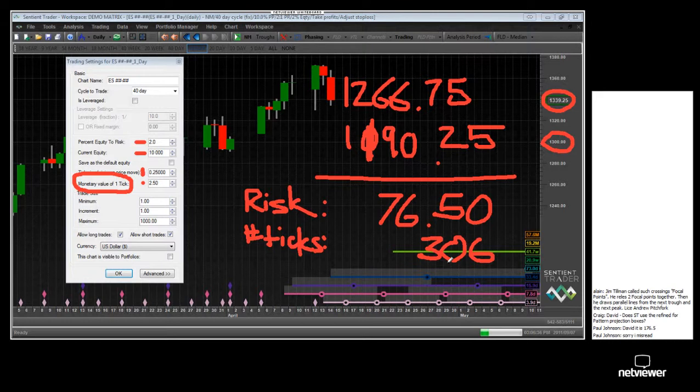Okay, so what is the monetary value of your risk? Well, your monetary value of one tick, we have said here, is $2.5. Okay, so 306 multiplied by $2.5 is, let me calculate it, 306 multiplied by $2.5 is 765.